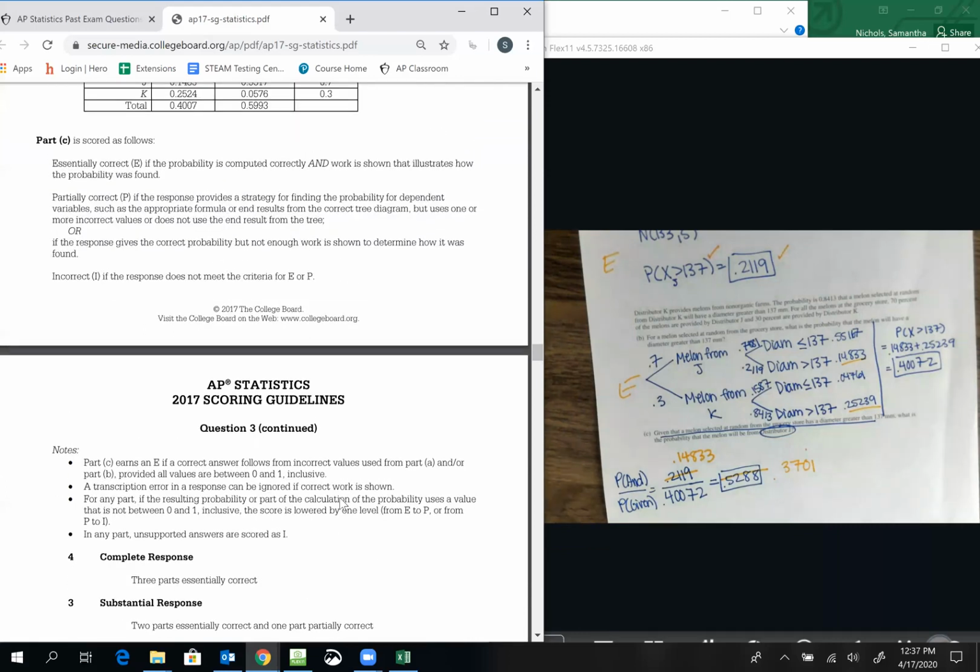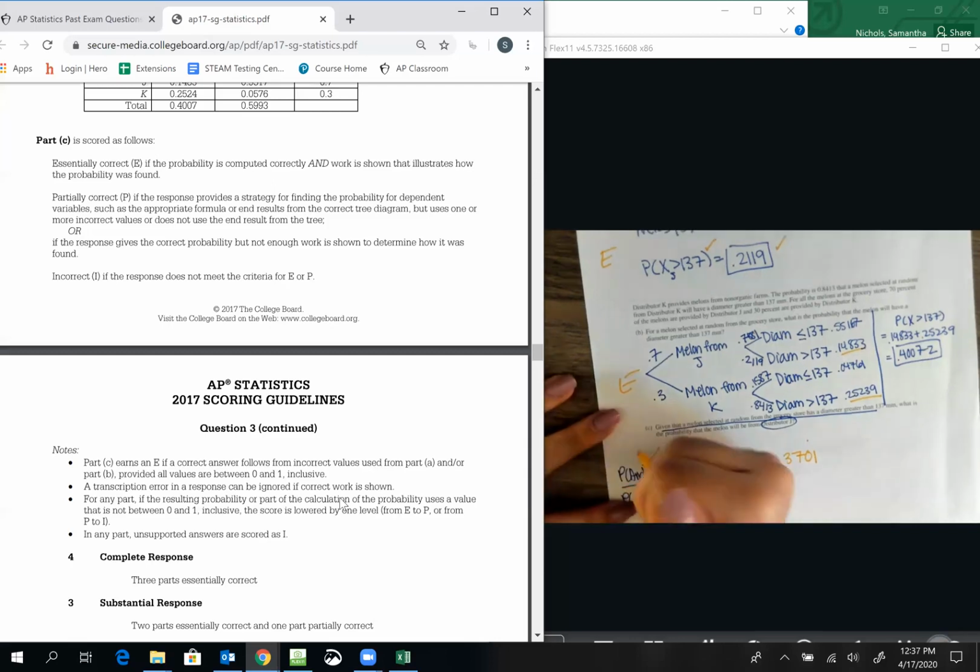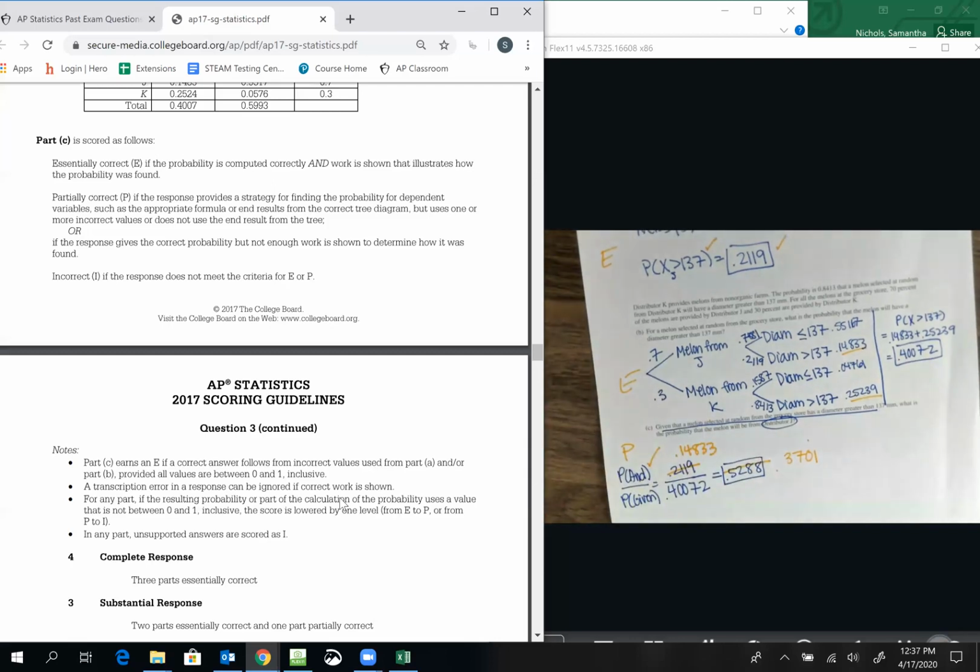Essentially correct, the probability is computed correctly, and work shown that illuminates how the probability was found. Partially correct if the response provides a correct strategy for finding the probability for a dependent variable, such as the appropriate formula. So it's a good thing I wrote the formula this time. I don't always write that, but that should get me partially correct. But if you got the correct answer without enough indication of the work, that's a partially correct. Yep, this is a P here. So sad.